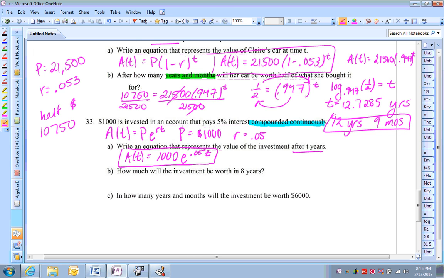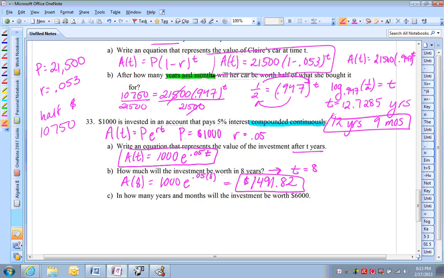On part B, they ask us how much will the investment be worth in 8 years. So that means t is equal to 8, and that's all I'm going to do is plug that in. So A of 8 equals 1,000 times e raised to the 0.05 times 8, which is equal to $1,491.82. All right, when you plug that in your calculator.